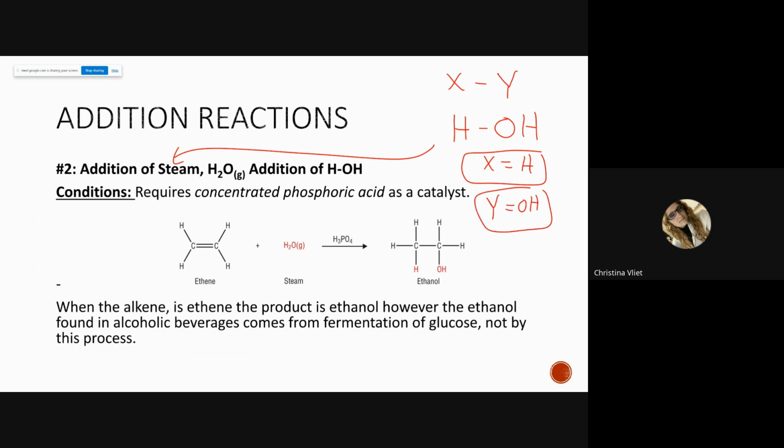Just to be clear on what's happening here, in this reaction, again, you're starting with an alkene in all of these. And now, if you've got steam, you've got to remember, it's going to be understood as H and OH. So H goes to one carbon, and OH goes to the other carbon. And that's what's being shown to you here in this example.